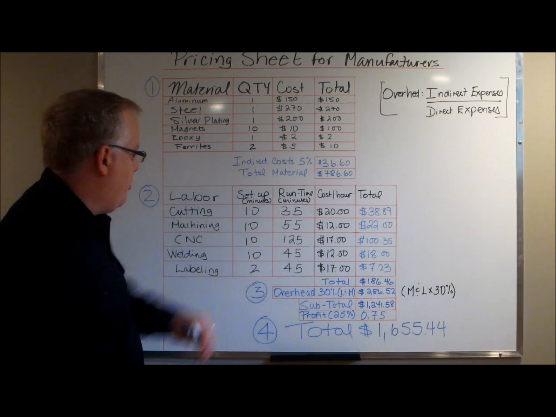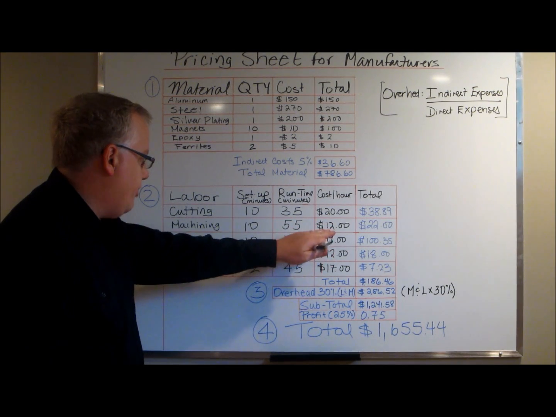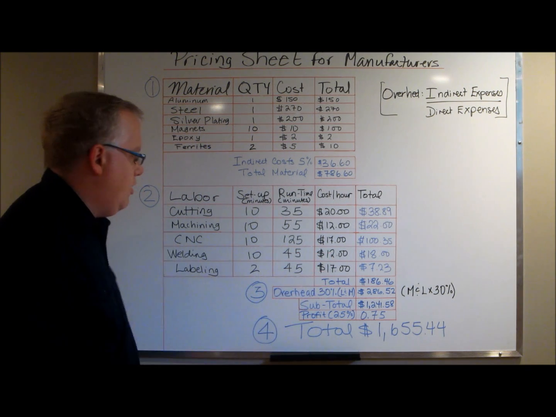And then I've got the cost per hour. So $20 in cutting, $12 in machining, $17 in CNC, $12 in welding, and $17 in labeling.